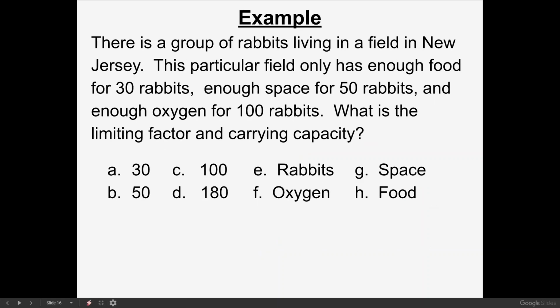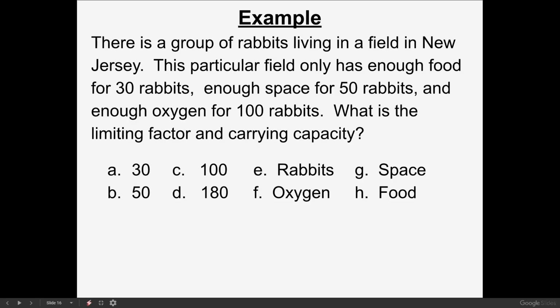Here's another example. These are rabbits. They're living in a field. And this particular field only has enough food for 30 rabbits. It has enough space for 50 rabbits, and it has enough oxygen for 100 rabbits. What's the limiting factor and the carrying capacity? And here are your choices. So I want you to remember this.